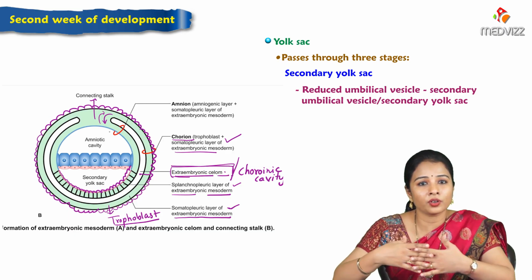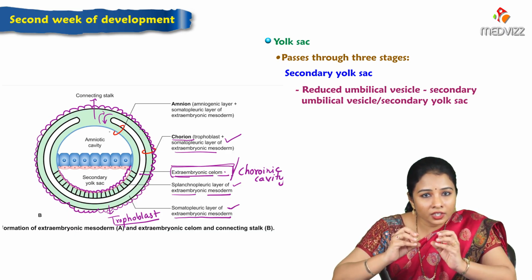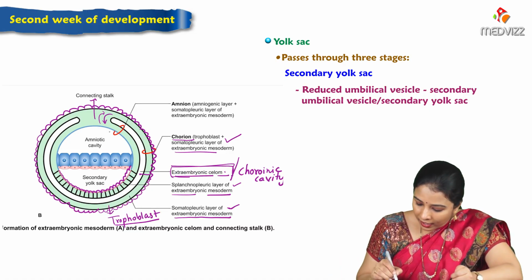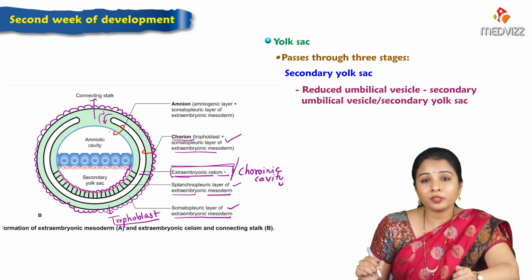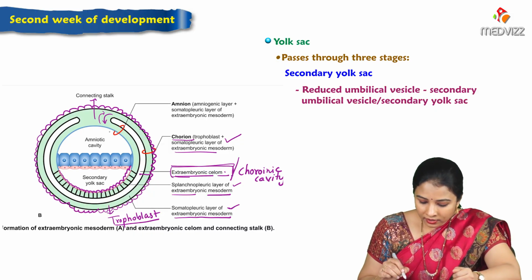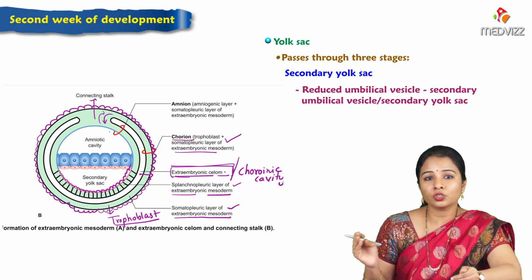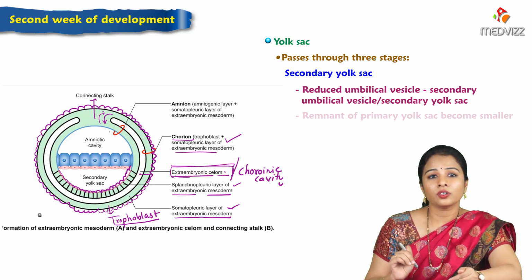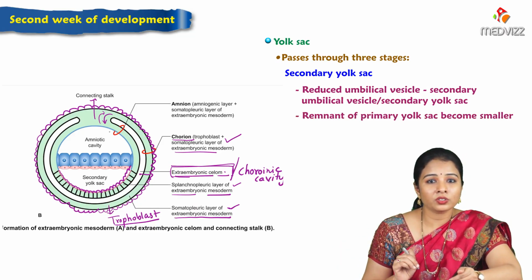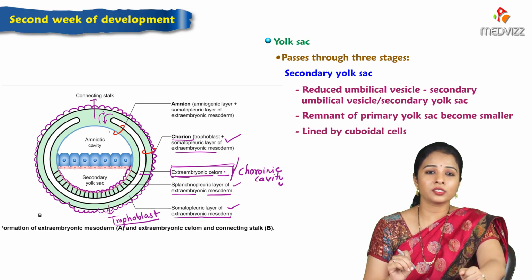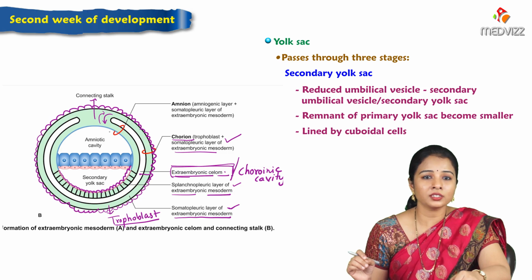that extraembryonic coelom. So this reduced umbilical vesicle, which is surrounded by splanchnopleuric extraembryonic mesoderm, is called the secondary yolk sac. So the primary yolk sac turns to form the secondary yolk sac. It is the remnant of the primary yolk sac, becomes smaller, and is lined by cuboidal cells which are derived from the hypoblast cells.